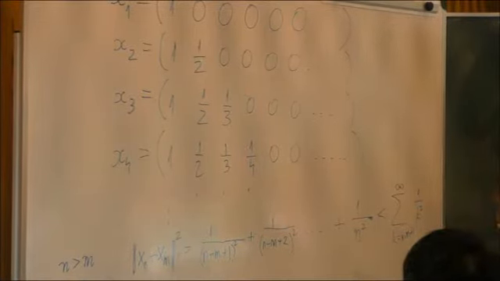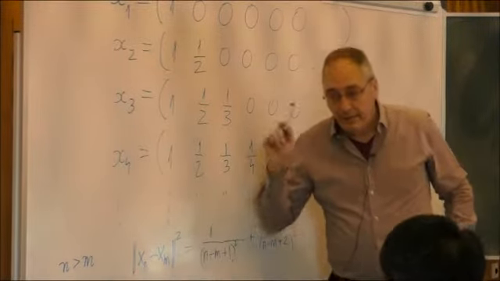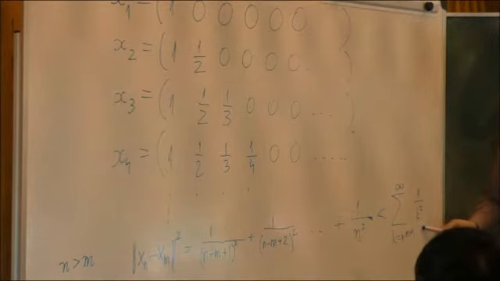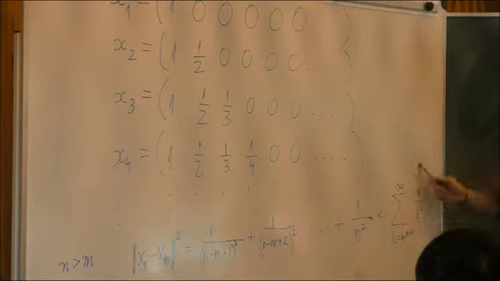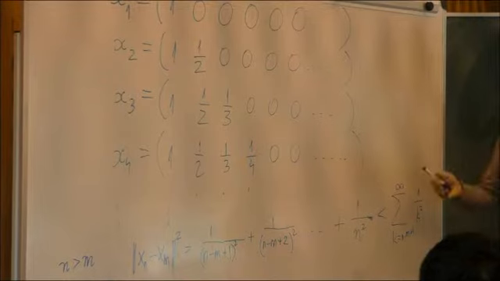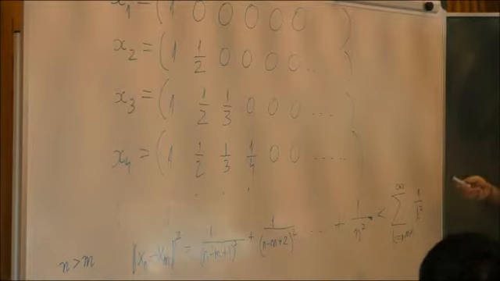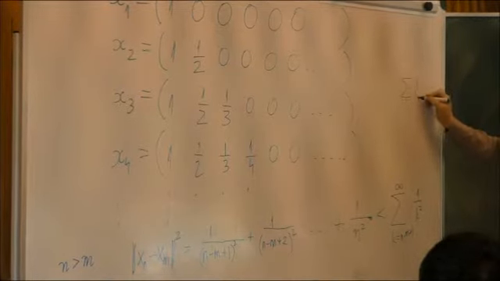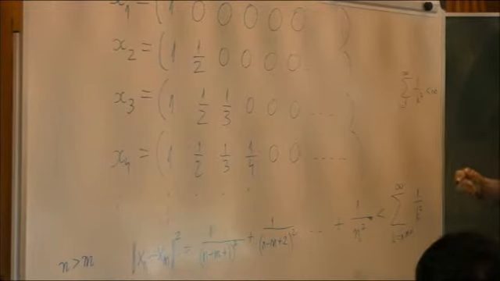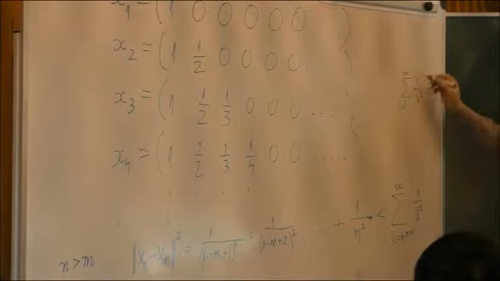Okay. Now what happens if n and m are both big? Does this tend to 0? It does, because this is a tail of a convergent series. This is a remainder of a convergent series. The sum of 1 over k squared from 1 to infinity is finite. You know that it's actually pi squared over 6, but it's a finite sum.